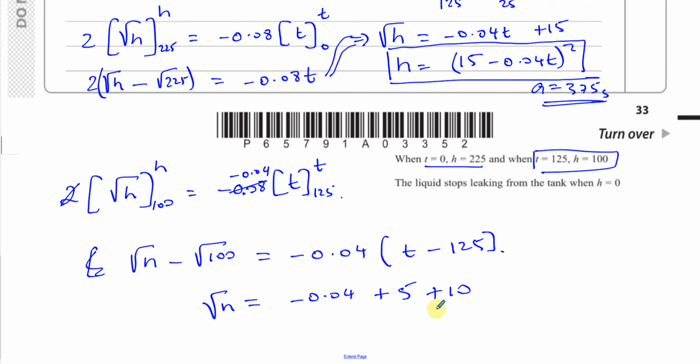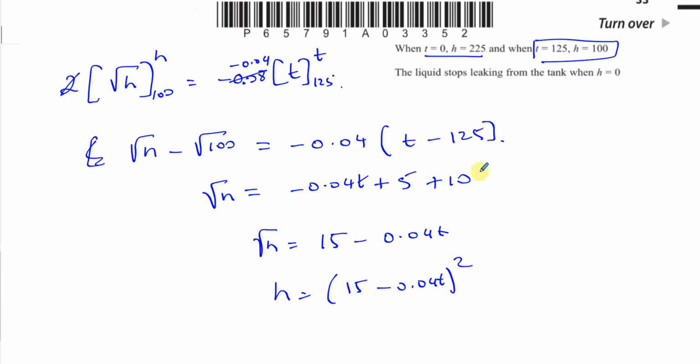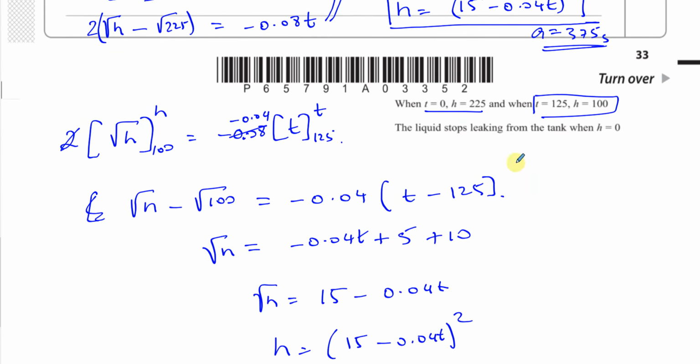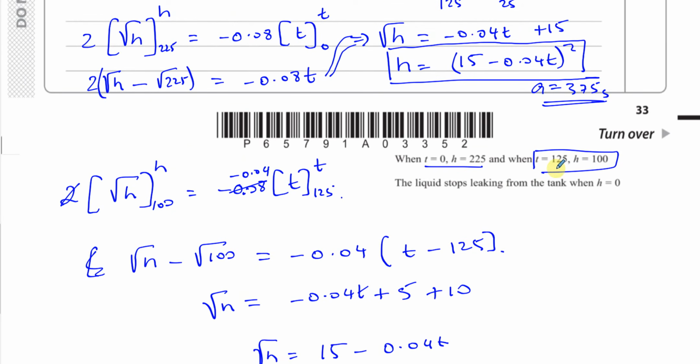So I end up, this is a t here, sorry, supposed to be a t here. So I end up with the square root of h is equal to 15 minus 0.04t. So h is equal to 15 minus 0.04t to the power of 2, which is exactly the same as what we got. So it doesn't matter which pair of the values that we used. I could use this pair or that pair.